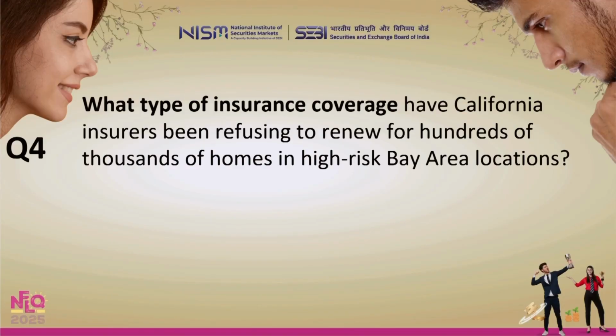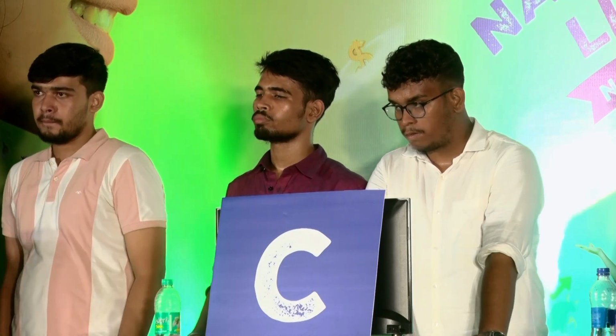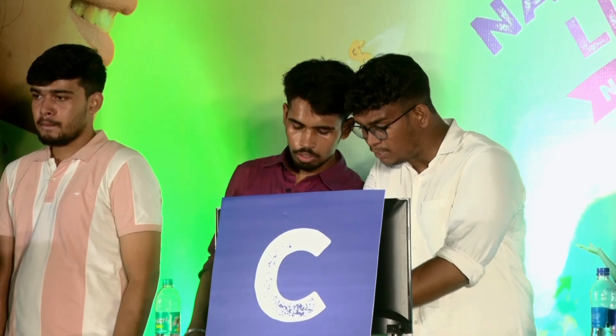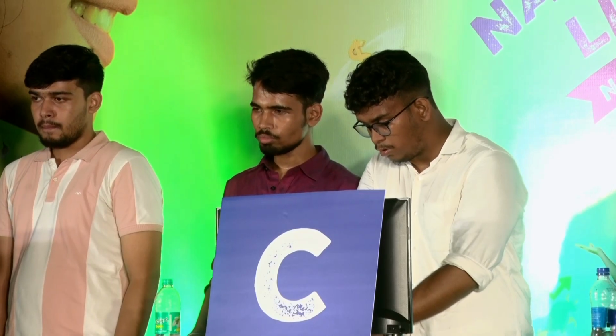Question number 4 to Team C. What type of insurance coverage have California insurance companies been refusing or denying to renew for hundreds of thousands of homes in high-risk areas such as the Bay Area location and elsewhere? Team C. If you look at the 3 or 4 broad categories of insurance which is given for home, one of these has been consistently been refused in recent years by California insurance companies for homes in the Bay Area locations which are at high risk of something. Team C. What type of insurance cover? Team C.